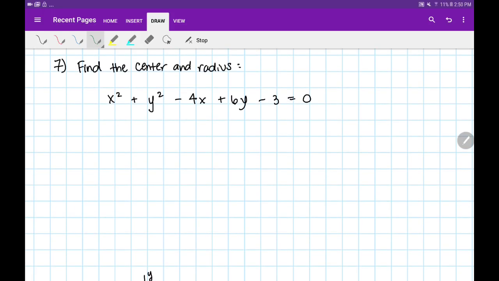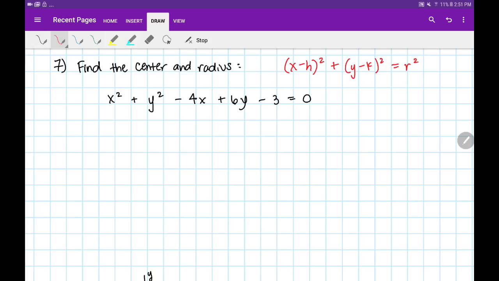Number 7 says, find the center and the radius. So I know I'm dealing with a circle here because x is being squared, but so is y. So we need to get this guy into a form that we're familiar with. Here's the format, the standard form for a circle. X minus h squared plus y minus k squared equals my radius squared. Right now, this looks nothing like that. There's no parentheses. There's nothing as my radius, right, on the other side. I need a number here, not 0.